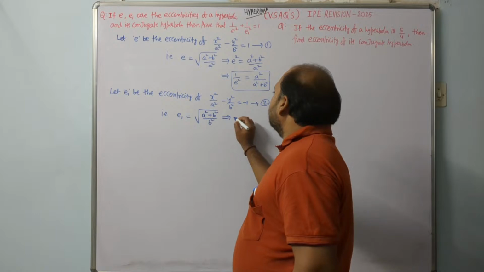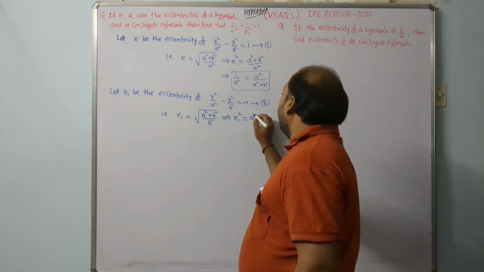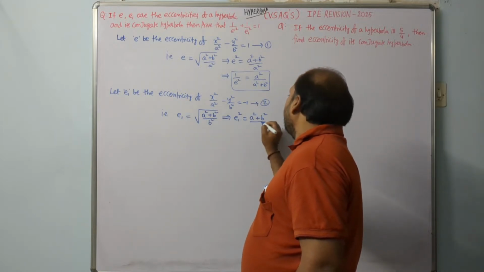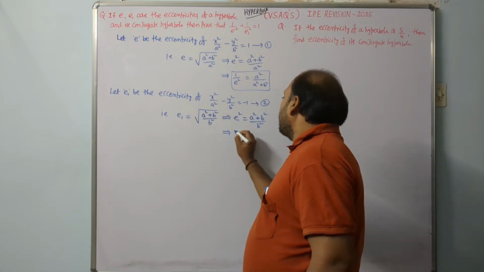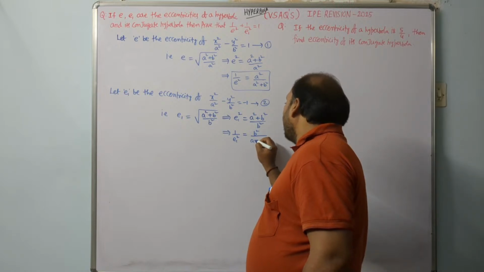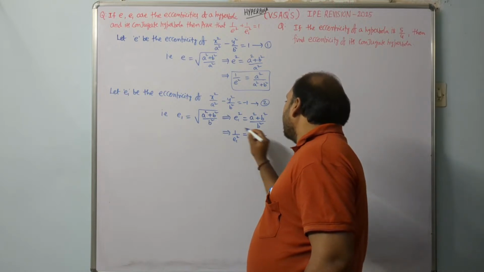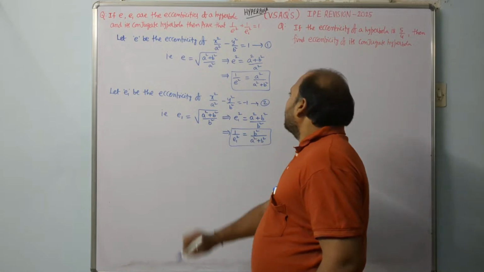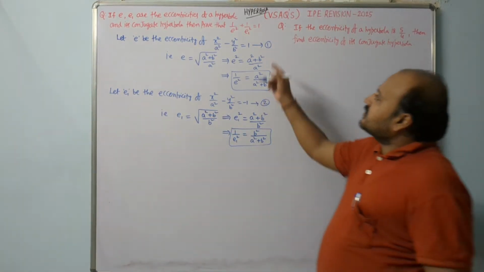So that implies that E1 square equal to a square plus b square divided by b square, and the reciprocal 1 by E1 square equal to b square by a square plus b square. Keep that. Now they are asking to prove this result.